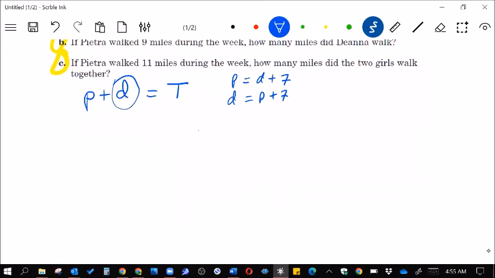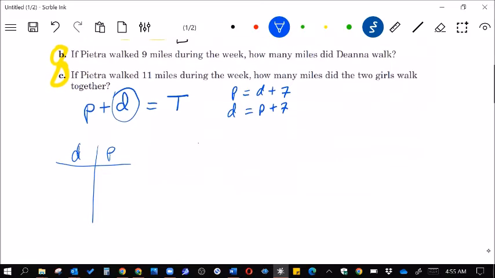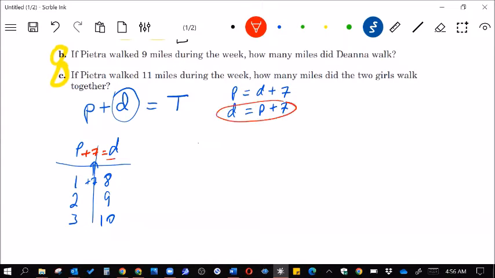So I'm going to do a little chart here. Deanna's, Pietra's. What this is saying is Deanna walked 7 miles more. Maybe what I should do is put the P over here. So if Pietra walked 1 mile, Deanna walked 8. Pietra was 2 miles, then this is 9. 3 miles, this is 10. So what it is is this amount plus 7. So the one that we actually want to use is D equals P plus 7.